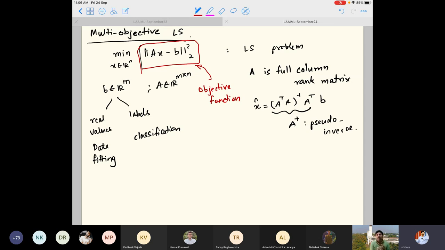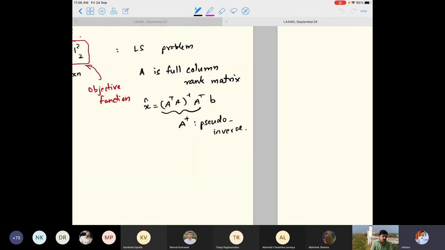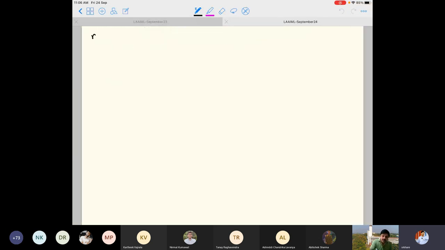Now in the multi-objective least squares problem, the question being asked is that there are more than one objective functions, and you want to simultaneously minimize those with respect to the same x. That's what we want to do, right? So in multi-objective, we are given multiple objective functions.